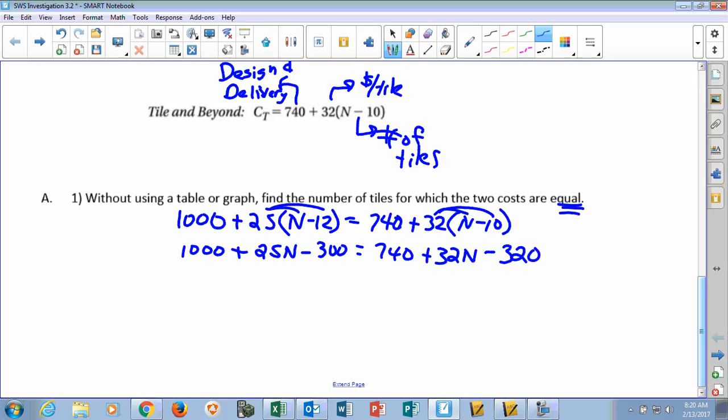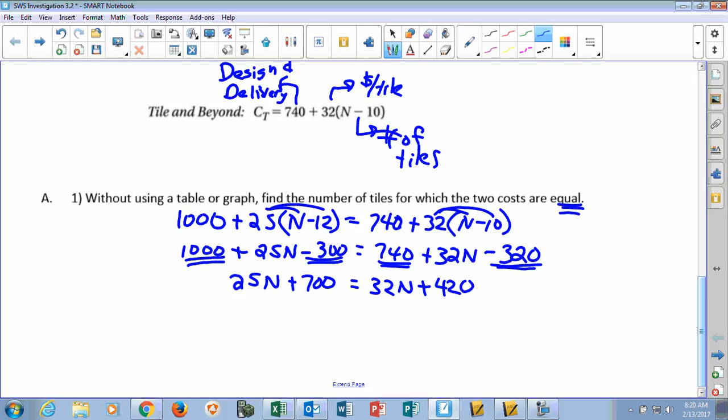All right, well, on both sides of the equation, I have like terms. I can take 1,000 and subtract 300 from it, which is what? 700. So on the left side, I'm going to have 25n plus 700. And then I got like terms over here. I got a 740, and I'm going to subtract 320 from that. So what is that? 420?